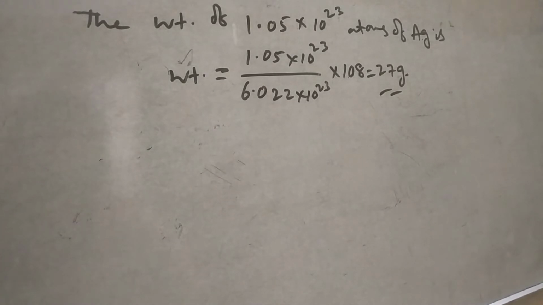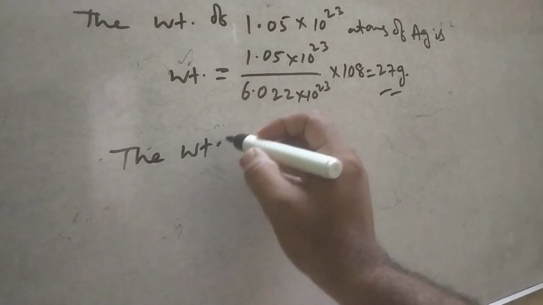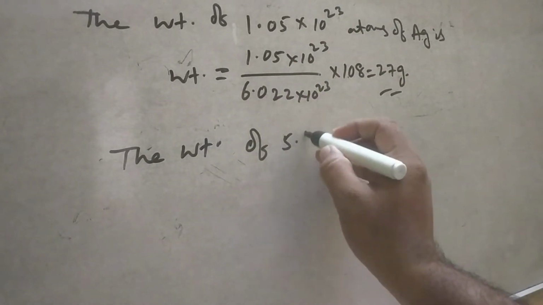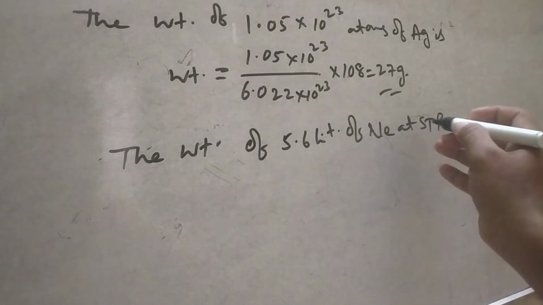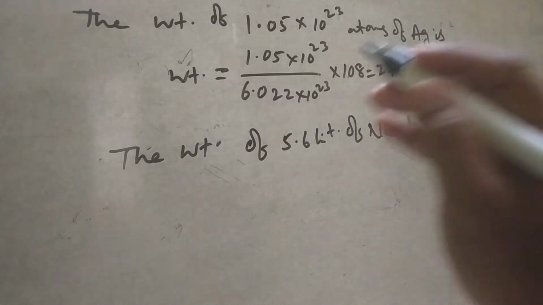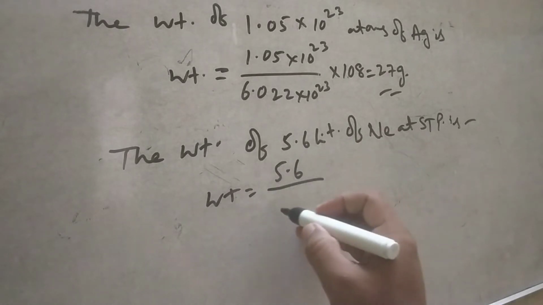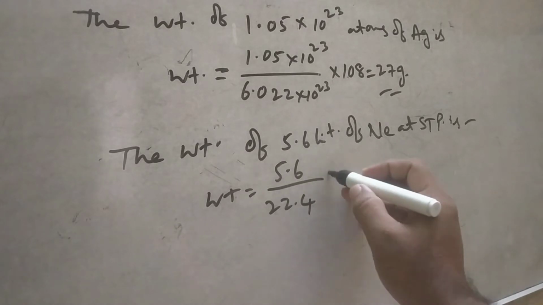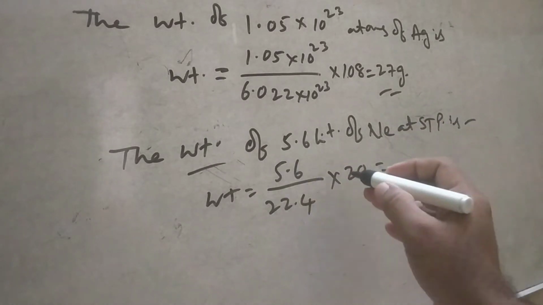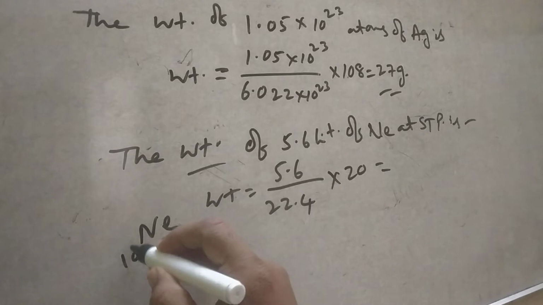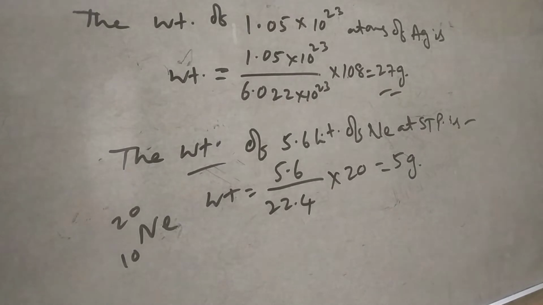Suppose you want to calculate the weight of a gas, suppose the mass or the weight of 5.6 liters of neon at STP. Standard temperature and pressure. How will you calculate? The given weight is equal to, the given volume 5.6, as I already told, divided by 22.4 liters into the mass. Why do you want the weight here? That is nothing but the mass you want, so that is why. Neon atomic number is 10, then mass is 20, so that is why here you will get 5 grams. So like that you have to calculate.